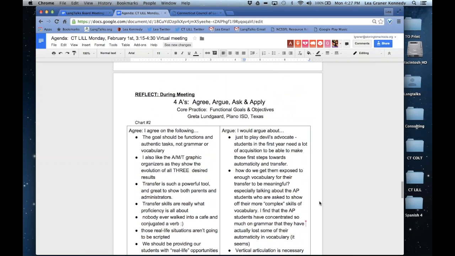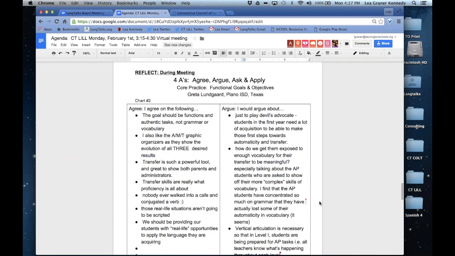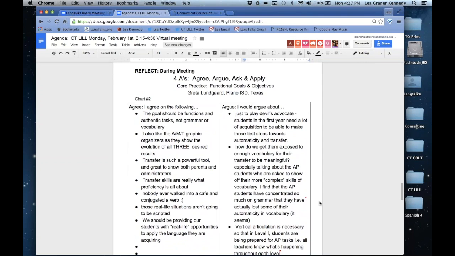And then the AP example here, I need to address this. The comment that AP students have concentrated so much on grammar that they've actually lost some of their automaticity. I would encourage everyone to go look at the AP tests because, number one, they do not focus on grammar. And I think we're doing our students a disservice if we make the AP course a grammar review of all the grammar known to man. We had something like 450 kids take the Spanish AP test last year, the majority of which were juniors, and we had 10 kids that didn't make a 3, 4, or 5.